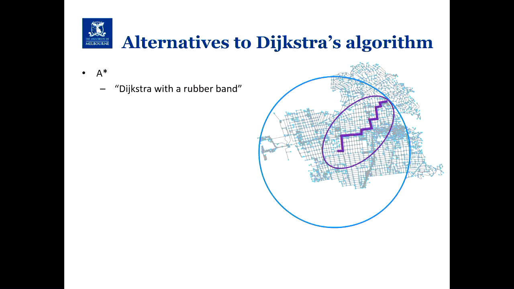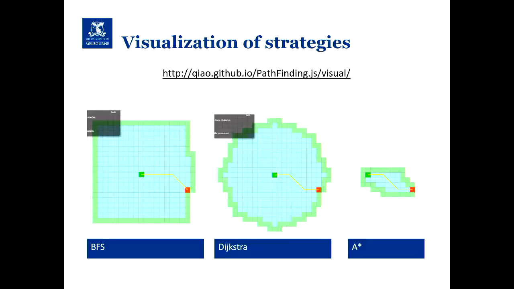So this A star is more efficient. But there are many more different strategies for how to calculate algorithms. So have a look at this website and you can play with some of them.